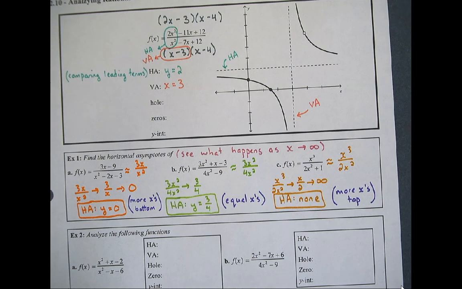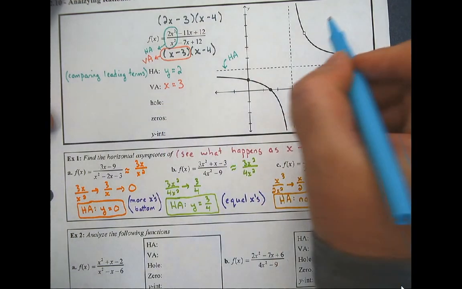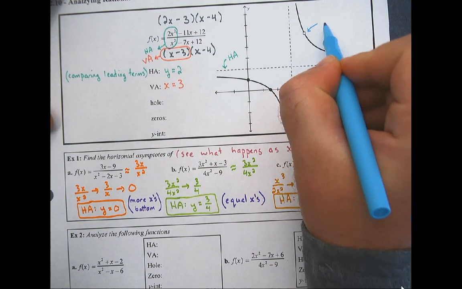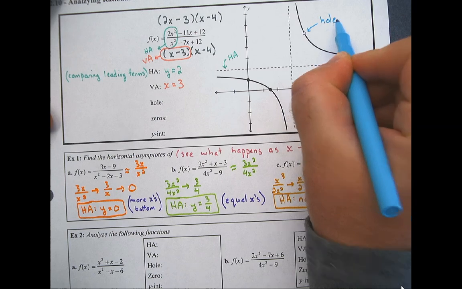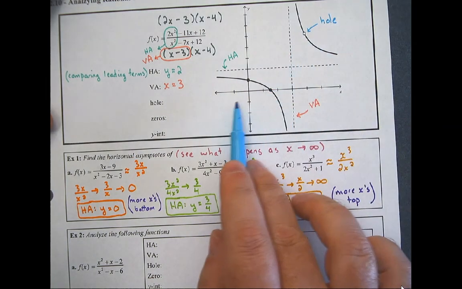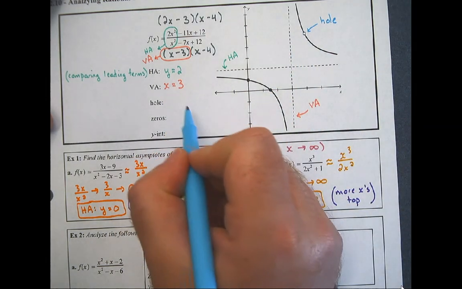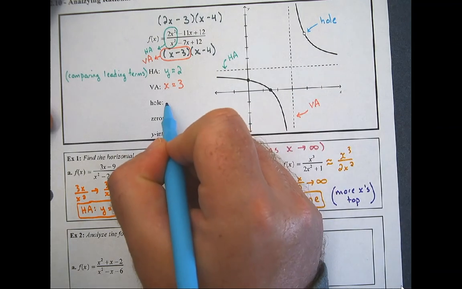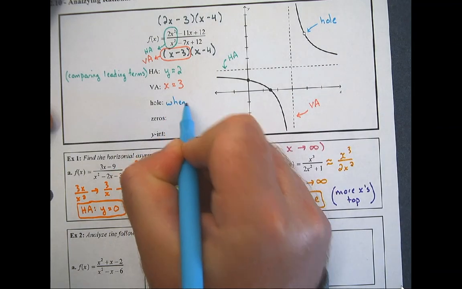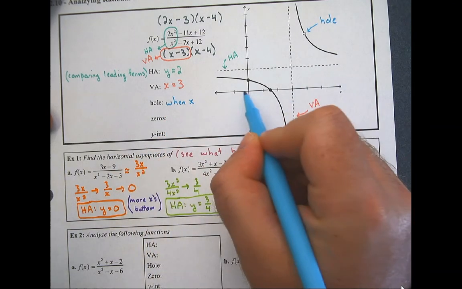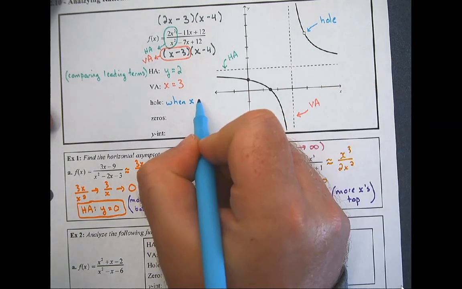All right, next up, we're going to look at what happens when, where's this hole? This one little spot that's missing. Well, the location of this hole, now we don't want to write just the x number. We're going to write when, because the graph doesn't have a y value. So the hole occurs when x equals 4.